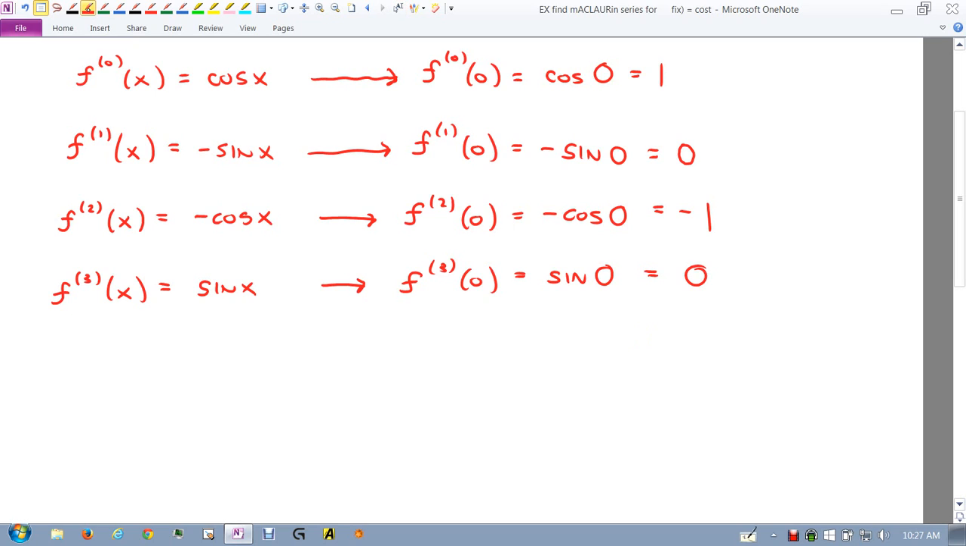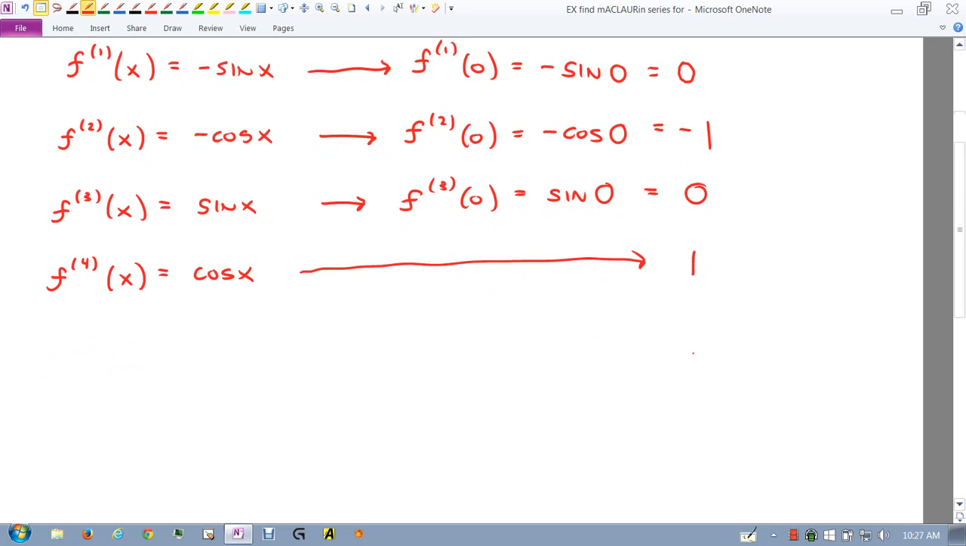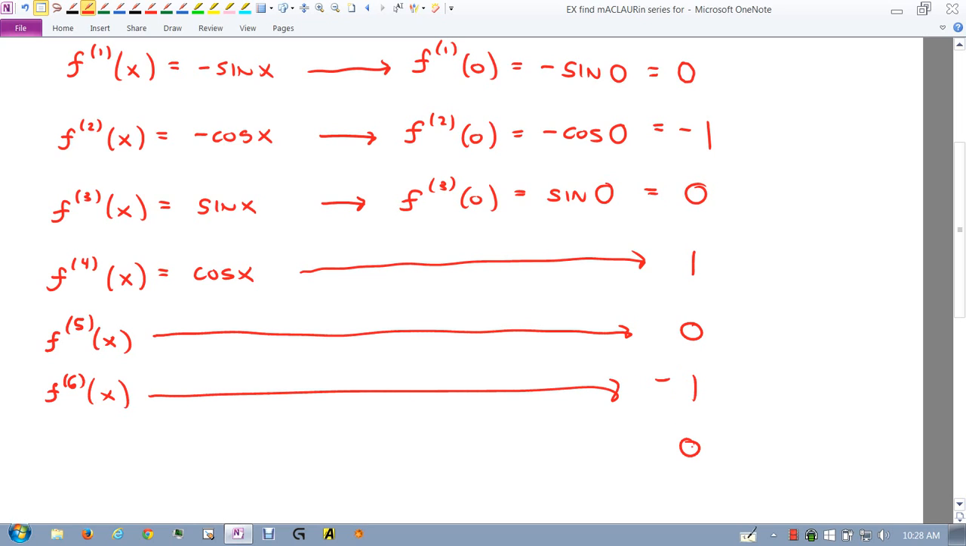The next one, the fourth derivative, sorry, is what? Cosine. And we already know what happens when we plug 0 into this. What do we get? 1. And then the fifth derivative, we already know what's going to happen here. It's going to give us 0. Yes? And then the next one, the sixth derivative, will be -1, and I'll do one more. The seventh derivative will be 0, and then repeat again. Yes?